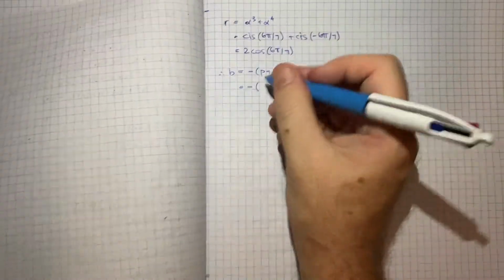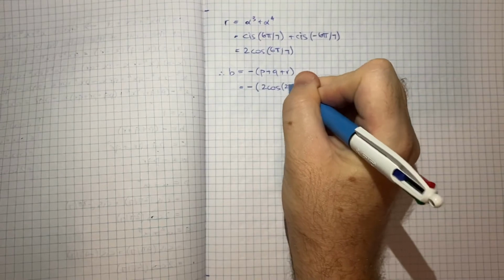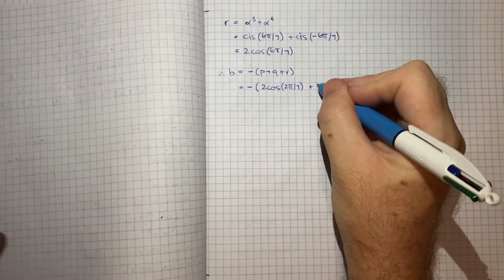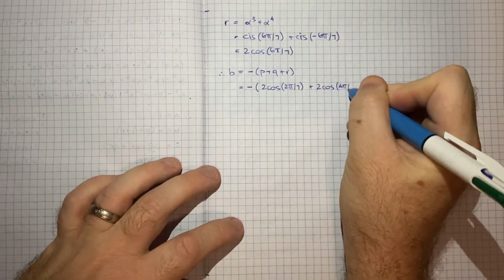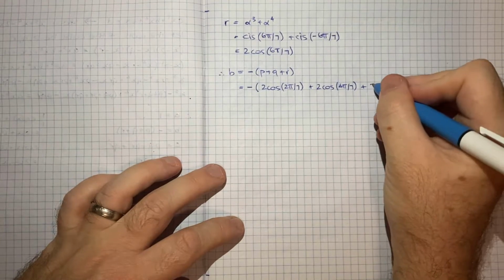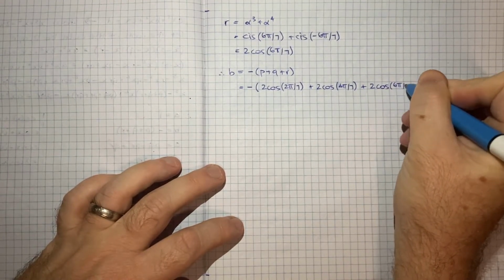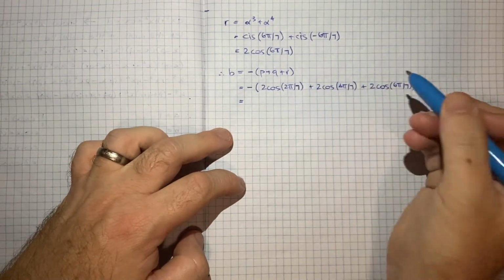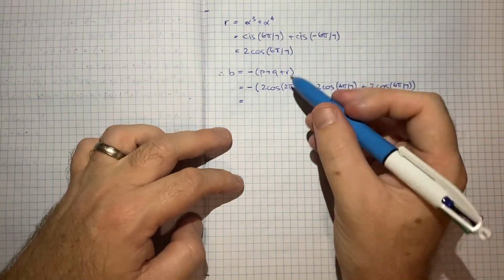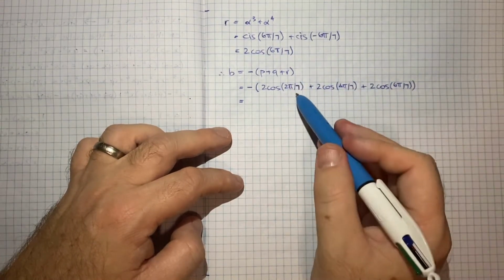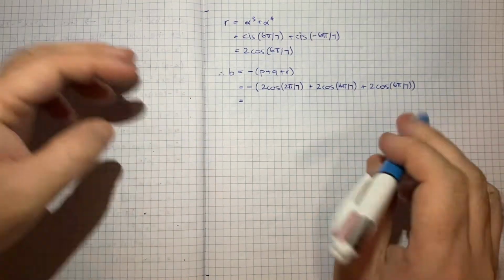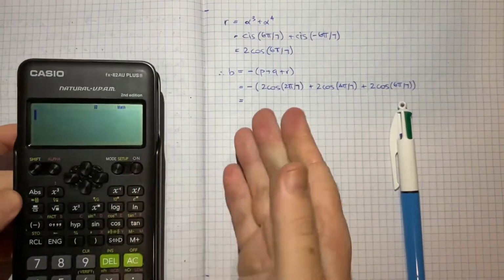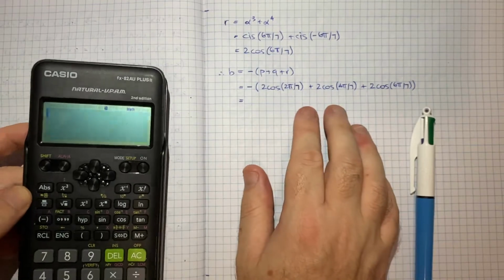and P is 2 cos 2 pi on 7, plus Q, 2 cos 4 pi on 7, plus R, 2 cos 6 pi on 7. Alright, now, people smarter than me might be able to use their superior knowledge of cos to simplify this without a calculator, but I'm just going to get my calculator and plug this in because I know it's going to simplify.